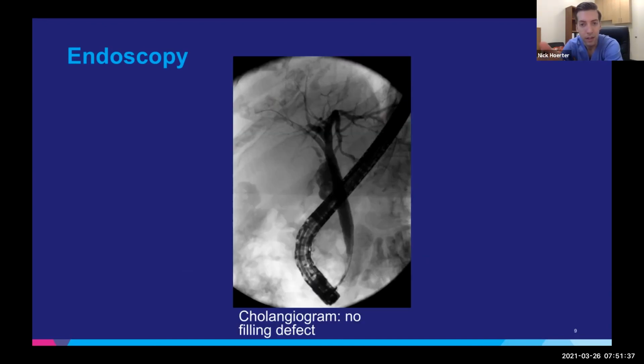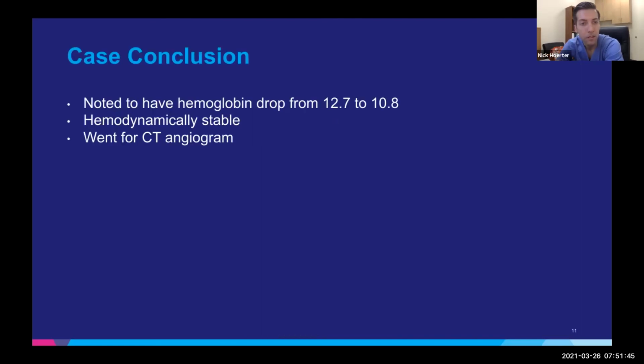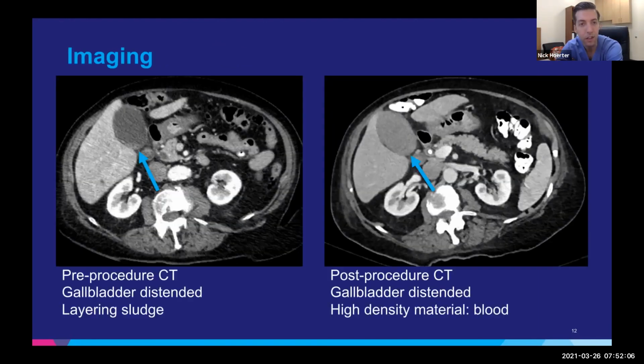We obviously shot a cholangiogram as we do, and there wasn't really a clear stone or filling defect. And so, in retrospect, because we weren't looking at the hemoglobin that closely, we noted that she actually had a 2-point hemoglobin drop since her admission, probably from this oozing. She was hemodynamically stable, but we sent her for a CT angiogram to see if there was any active extravasation.